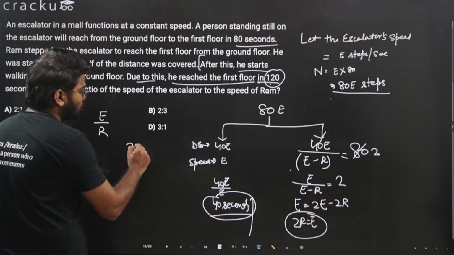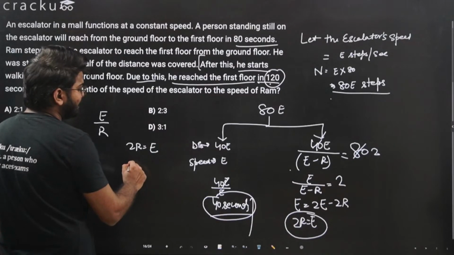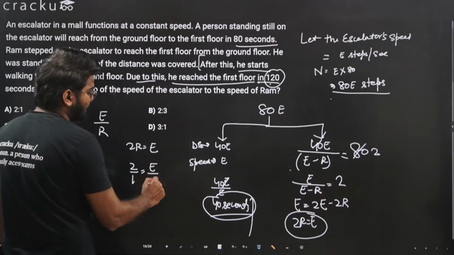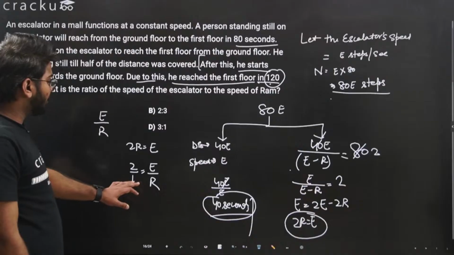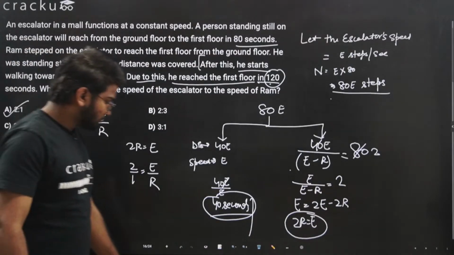We have 2R is equal to E, or we can say 2 divided by 1 is equal to E divided by R. So the ratio of the speed of the escalator to the speed of Ram is 2:1, which is option A.